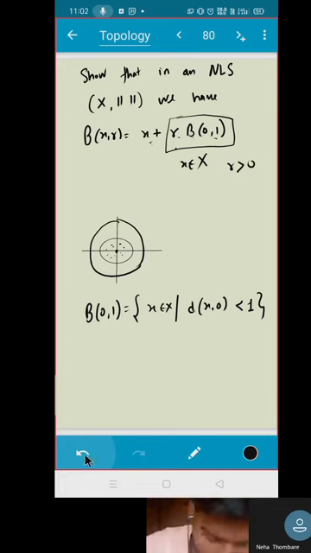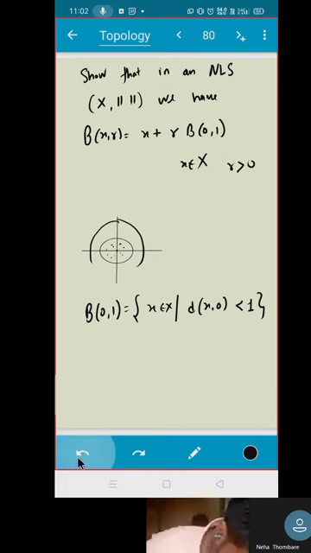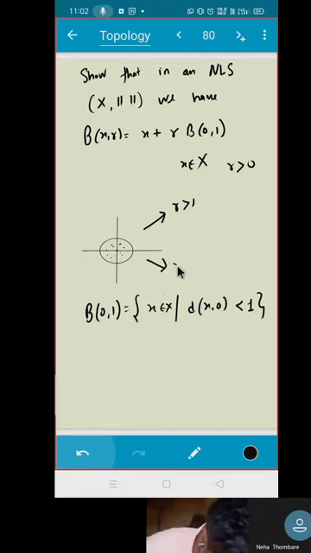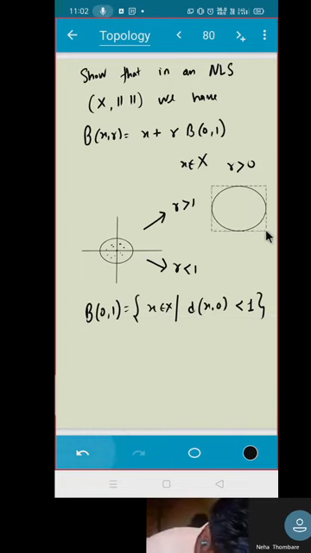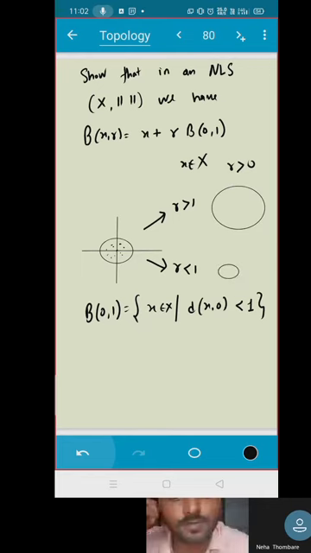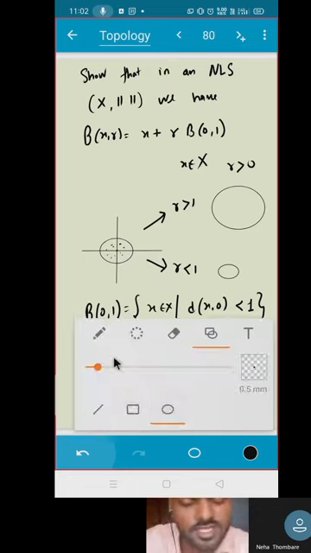There are two possibilities you have. If your r is greater than 1, correct, then this will expand. If r is less than 1, then it will contract, something like this. If r is greater than 1, then this will become larger, and if r is less than 1, then it will become smaller, the same circle. Is that okay? Now, if you add x to this, that means what? It will get translated, the center will change in that case.